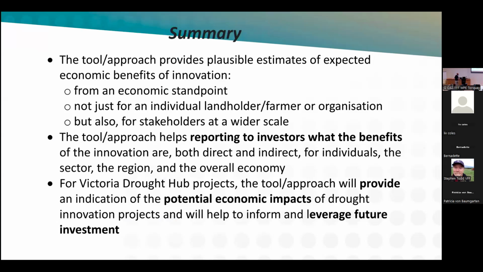In summary, the tool is basically to provide plausible estimates of the expected economic benefits of an innovation from an economic standpoint, not just for the people who are actually using the innovation technique or the adoption or mitigation measure, but for the broader community: the producers, the consumers, and also the other industries involved. That really gives you a better understanding of the actual economic impacts, not only for one layer of stakeholders, but for different layers of stakeholders.